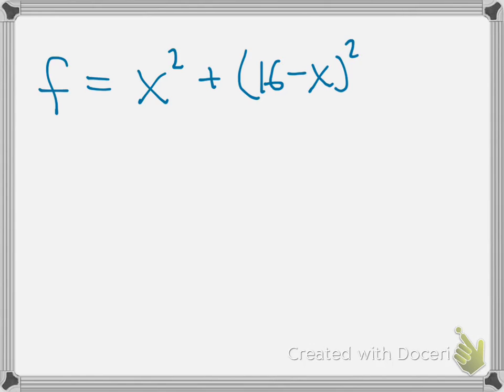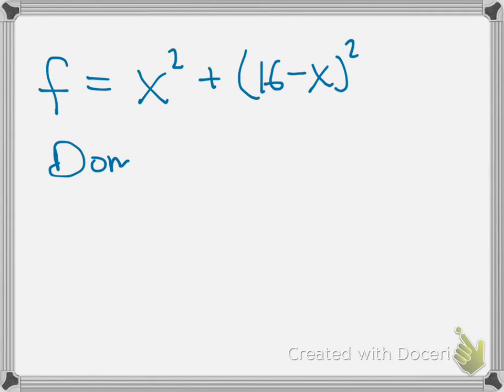So I'm going to do that. f is going to be x squared plus (16 minus x) quantity squared. So that is going to be our function down to two variables. The next step. What is the next step? Hopefully you're recalling that the next step is to find the domain, or define the domain of f here.